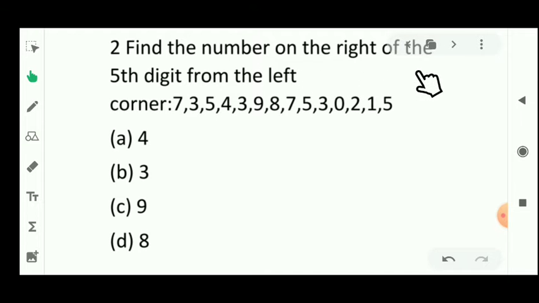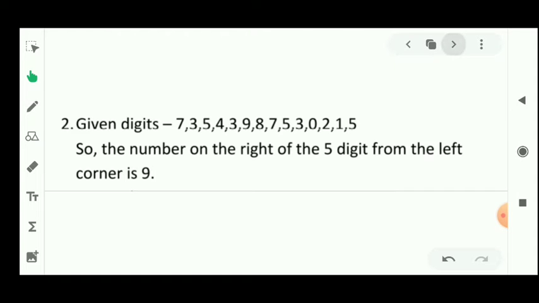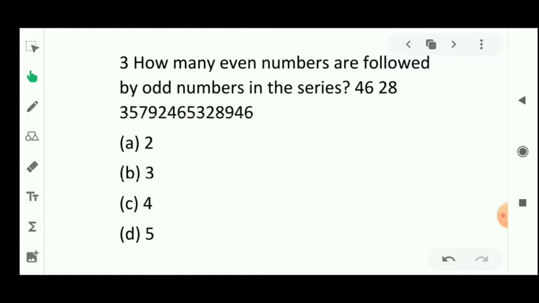Find the number on the right of the fifth digit from the left. You can see this digit is given and these are the options. Let's see the solution of the given digits. These are the digits which are given in the question. So when we count from the left corner, 1, 2, 3, 4, fifth, the fifth digit is 3 and the right of 3 is 9. So the answer of this question is 9. Let's see the next question.